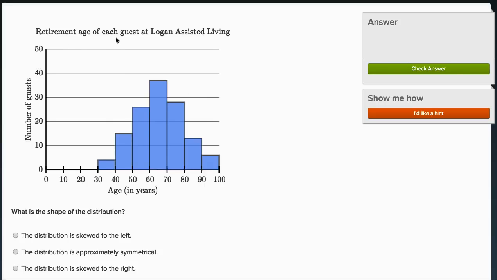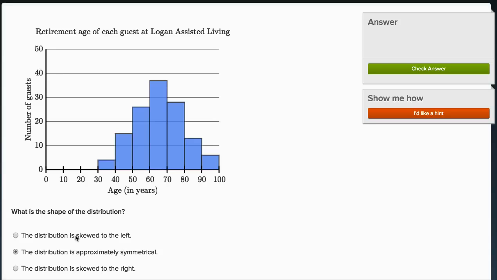So let's see. Retirement age of each guest. These names aren't that great, but let's see what they're saying. By age, they're telling us the number of guests at Logan Assisted Living. We have a lot of guests between 60 and 70 years old, and a reasonable number between 50 and 60, or 70 and 80. This distribution actually looks pretty symmetrical. If I were to draw a line of symmetry right down here, at around an age of 65, although this is a bucket for ages 60 to 70, then you could flip it over and it looks pretty symmetrical. Not exactly. This bucket doesn't quite match up to this one, but it's pretty close. These roughly match each other. So I feel good about saying it is approximately symmetrical.